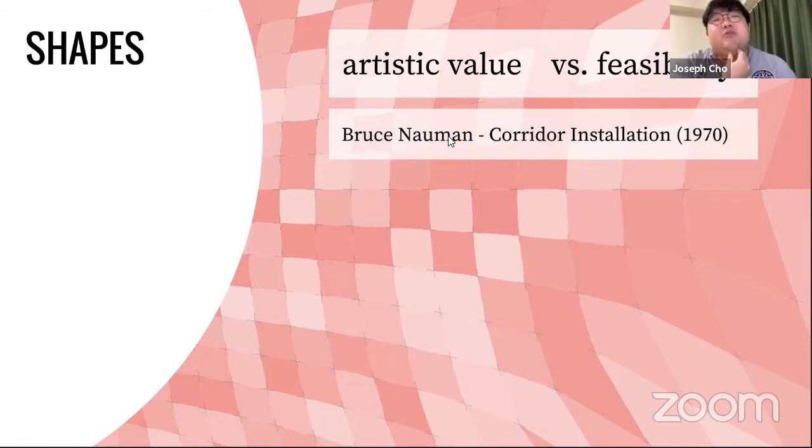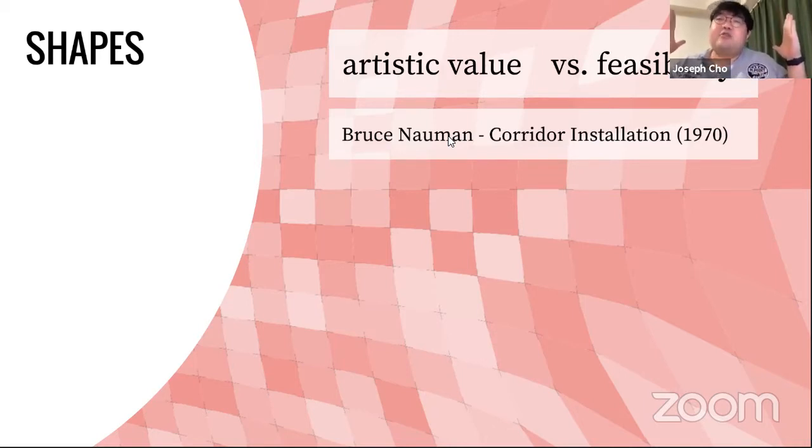There's this sculpture or spatial art that I really like by Bruce Nauman, an artist from America. He had this installation called Corridor Installation. It uses two wooden walls and makes a very, very narrow corridor through which a person can barely fit and walk facing forward, so that the wooden walls would be right up against your face.